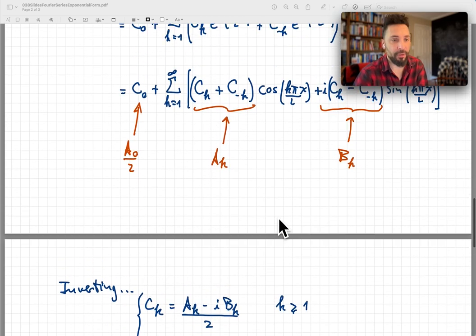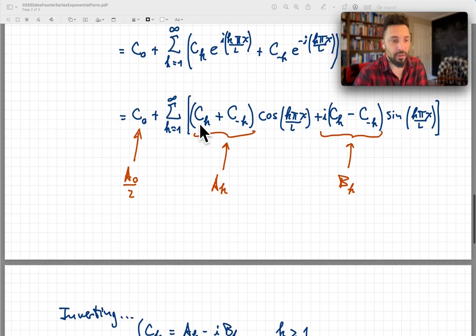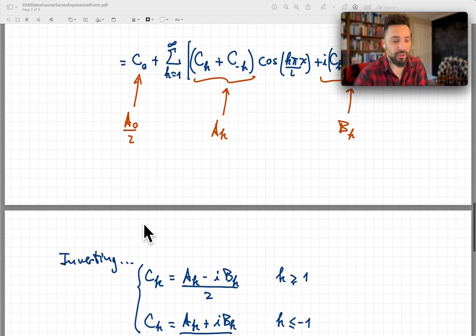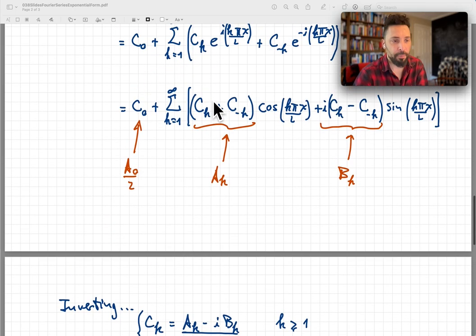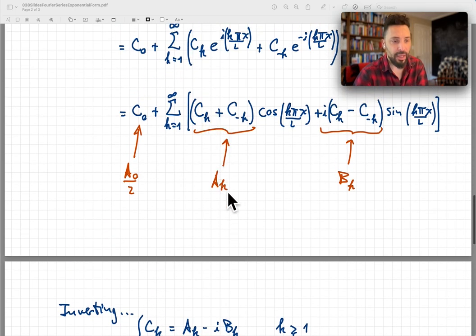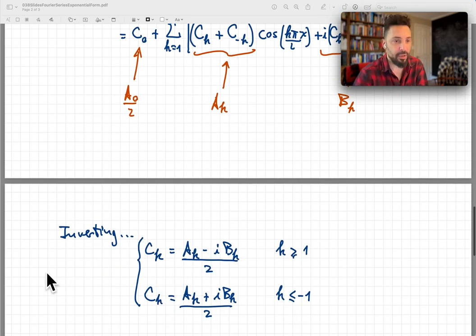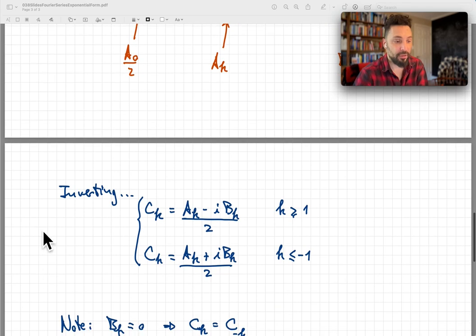And if you do the opposite, if you sum ak plus i bk, then you obtain c of minus k, which is the same as saying ck, but for k less or equal to negative 1. So ck is ak plus i bk divided by 2. In any case, this is the result. So in other words, up here we have the ak's in terms of ck's, and down here we have the ck's in terms of ak, bk. And that's all there is for that part.